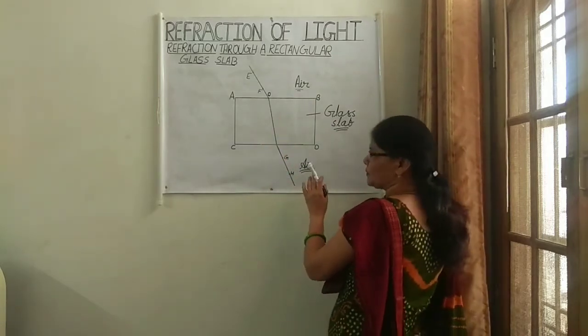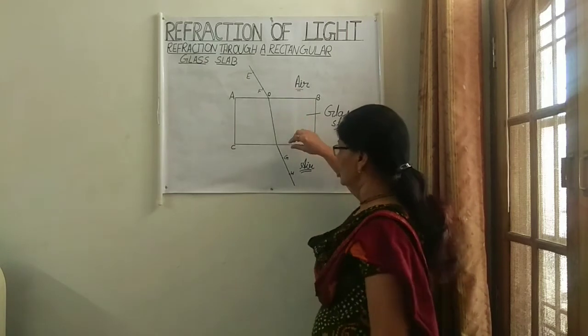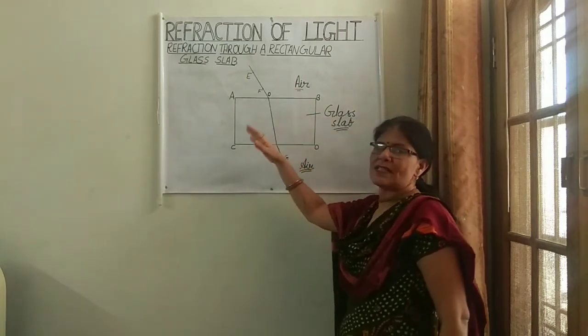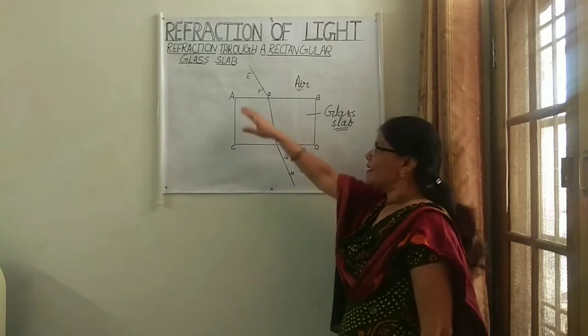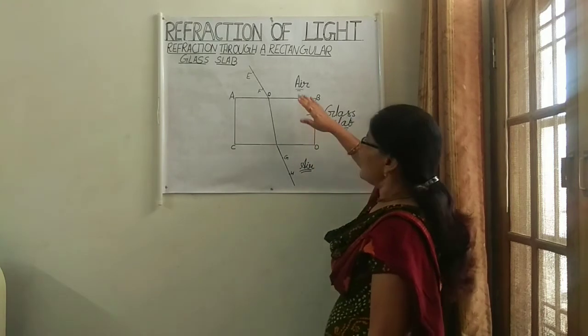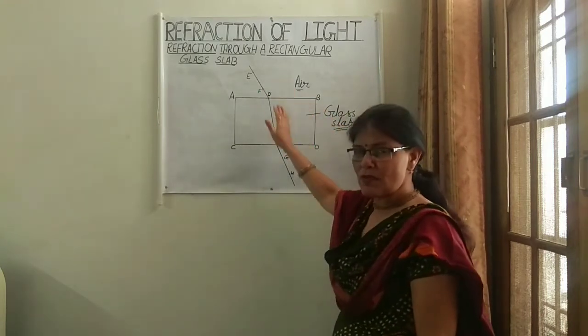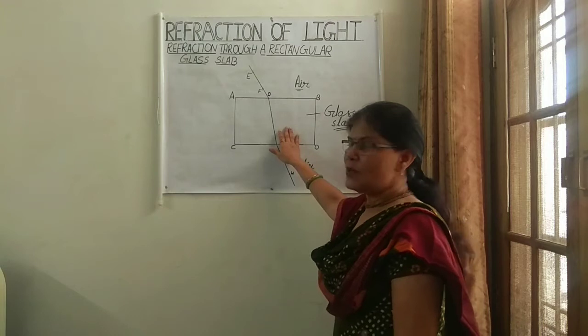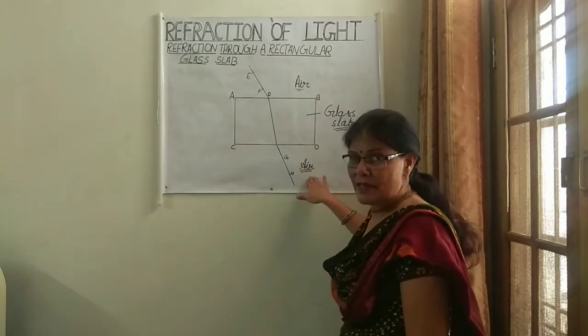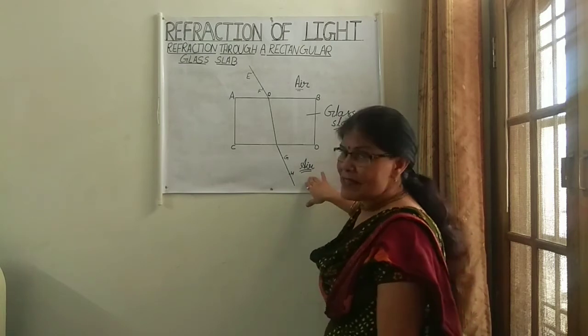After fixing all these 4 pins, you have to remove this glass slab from the paper. The boundary is already there, you have drawn the boundary. So children, now look here, as you remove the glass slab from the paper, you can find that E, F, G, H are not in a straight line. Now let us understand why this happens.